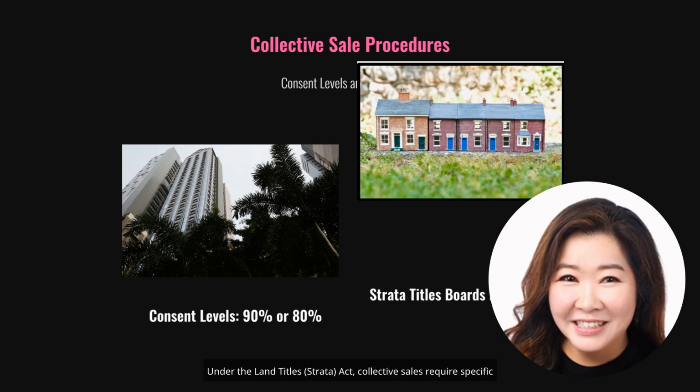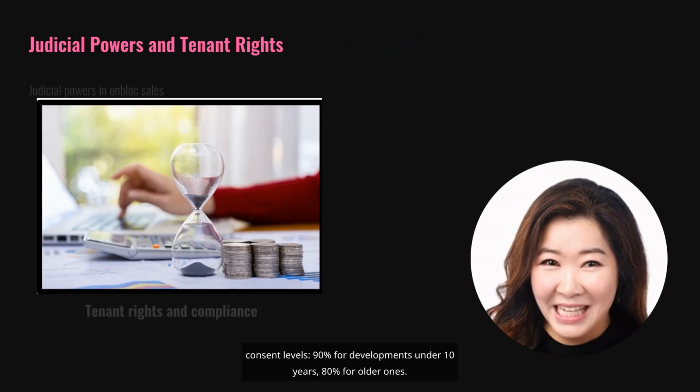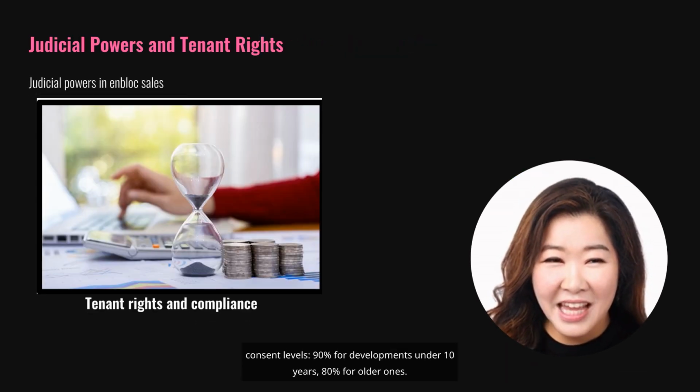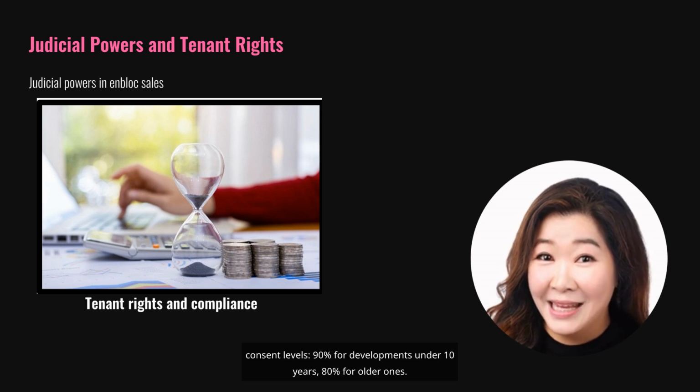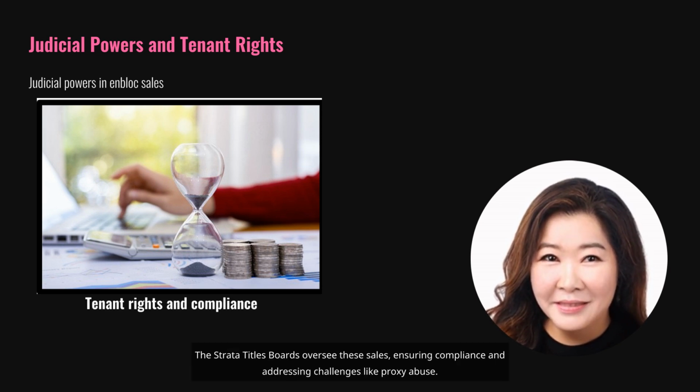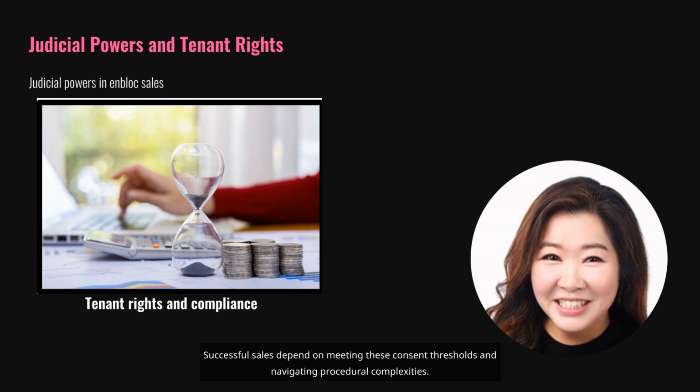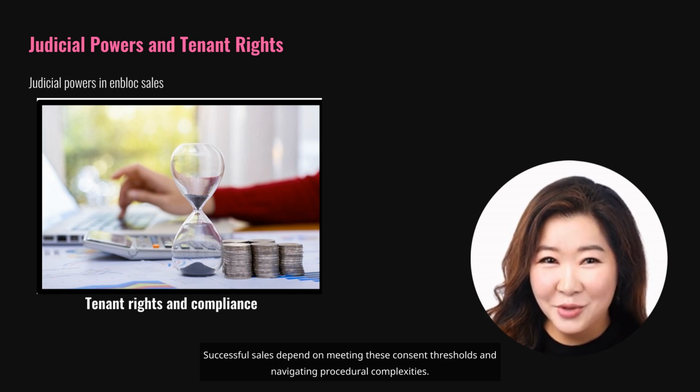Under the Land Titles Strata Act, collective sales require specific consent levels: 90% for developments under 10 years, 80% for older ones. The Strata Titles Boards oversee these sales, ensuring compliance and addressing challenges like proxy abuse. Successful sales depend on meeting these consent thresholds and navigating procedural complexities.